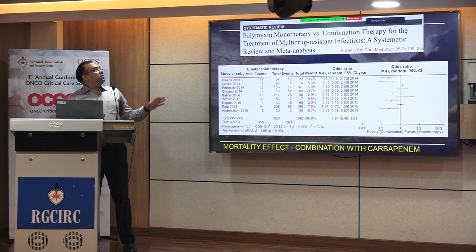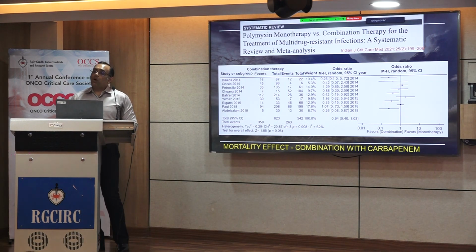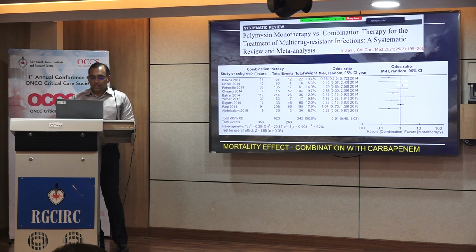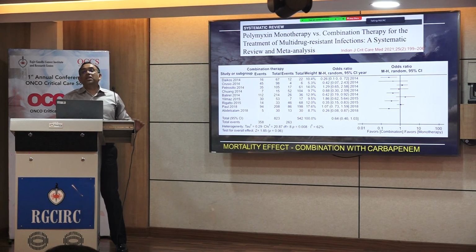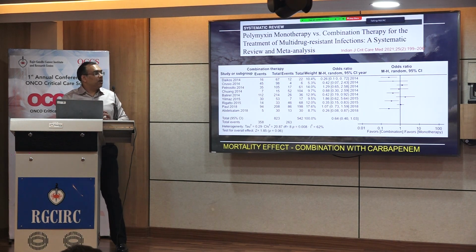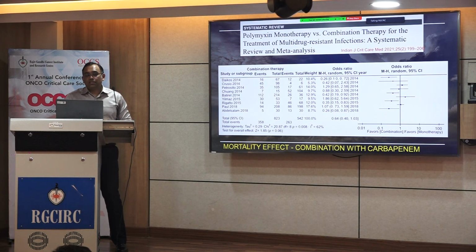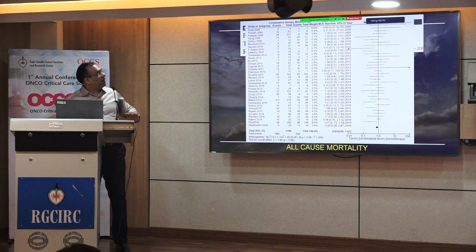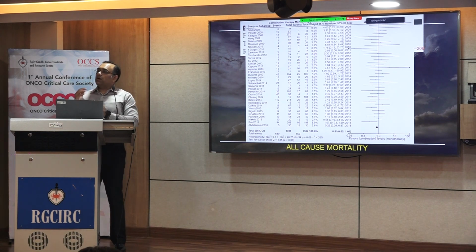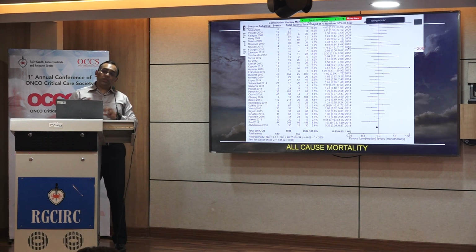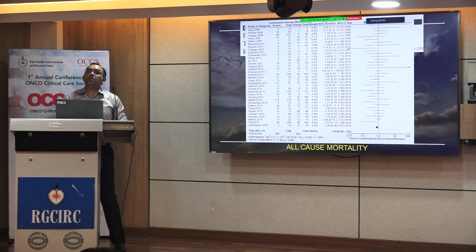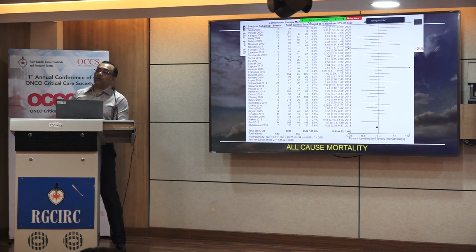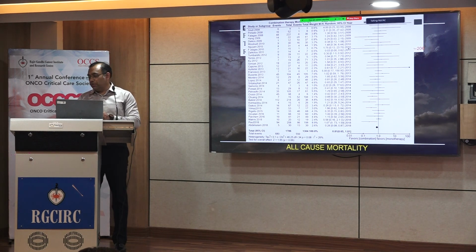In 2021, this data came where they looked at polymyxin monotherapy versus combination therapy when targeting multi-drug resistant infections. When they looked at the mortality effect, if you're combining with carbapenem, the combination therapy did much better as compared to polymyxin monotherapy. And when they looked at all-cause mortality, covering all these 50 studies, whether the combination was only with carbapenem or with anything else, it again supported combination therapy of polymyxin B with another drug. So combination is better even if you're giving polymyxin. Monotherapy of polymyxin may not do justice.